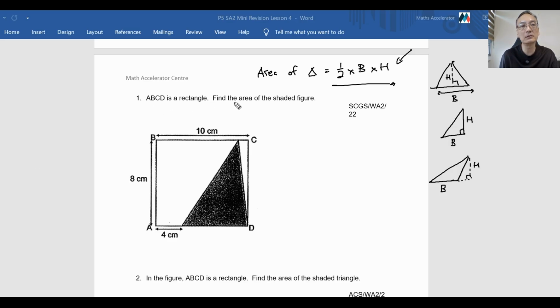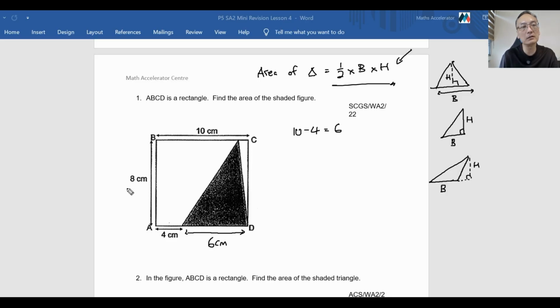So let's see how we can use this to find question 1. ABCD is a rectangle. Find the area of the shaded figure. Right, the shaded figure, as you can see, consists of a triangle. So in this triangle, here will be the base. In order to find the base, we see that over here is 10 cm, here is 4 cm. So we'll take 10 minus 4, we arrive at 6. So over here, the base is 6 cm.